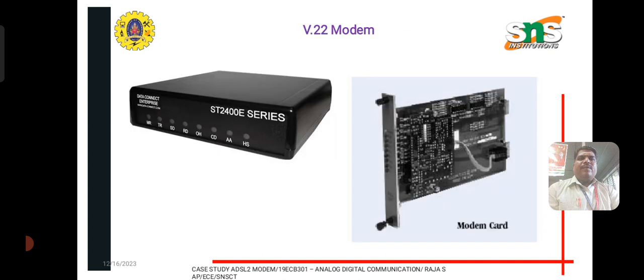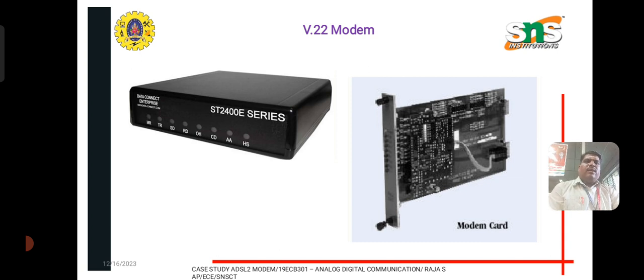And in real time, this is how this V.22 modem is used, where it considers a larger number of resistors and capacitors. The left hand side figure is the normally used one. The labels SD, HD, OH, CD, AA, HS are used for individual bit transmission.